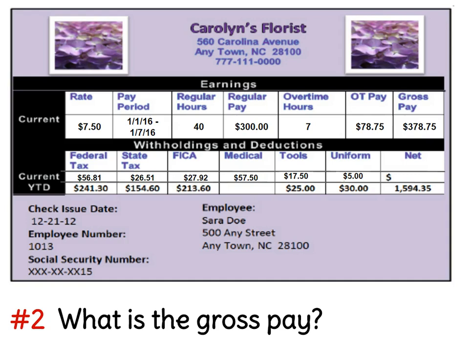Number 2, what is the gross pay? The gross pay is $378.75. You want to make sure that you're in the current earnings section. Notice this section is all your withholdings and deductions and totals, and then your earnings are up here in a separate section.